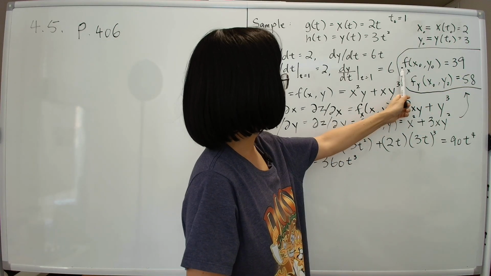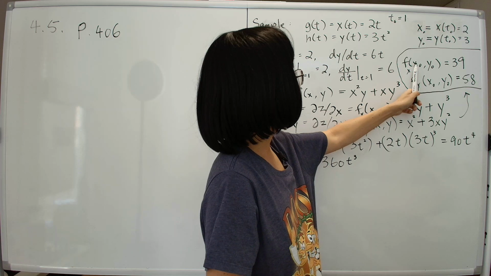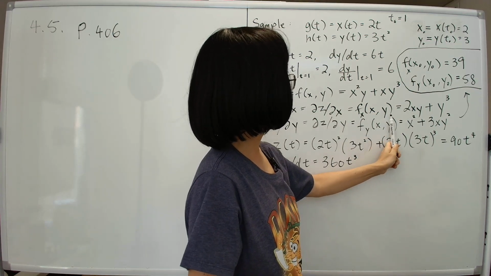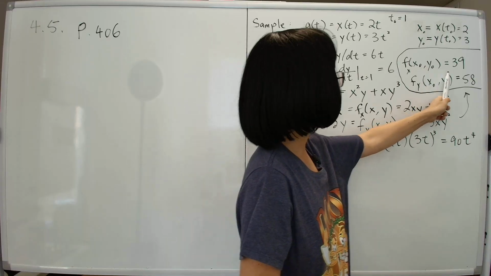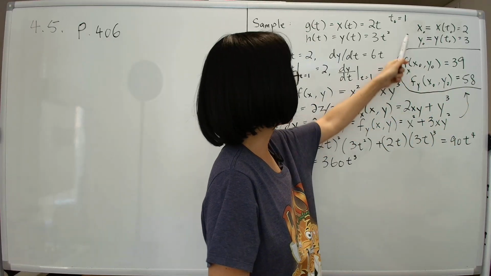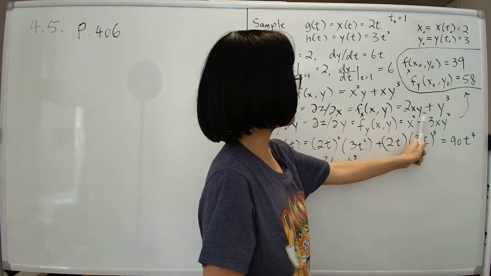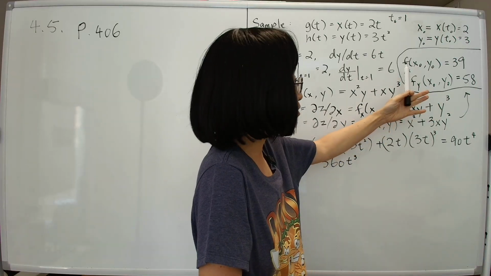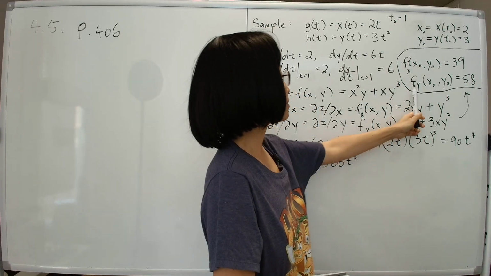So we need to evaluate what is fx of x at 2 and 3. So we plug 2 and 3 into fx, the partial with respect to x, and I came up with 39 if you plug 2 and 3 in for x and y in this equation. I hope I got it right. I don't know, it doesn't matter. It equals a number, is the point.